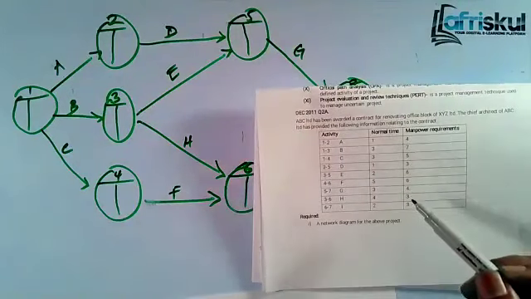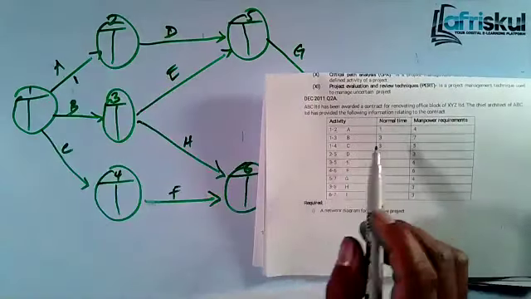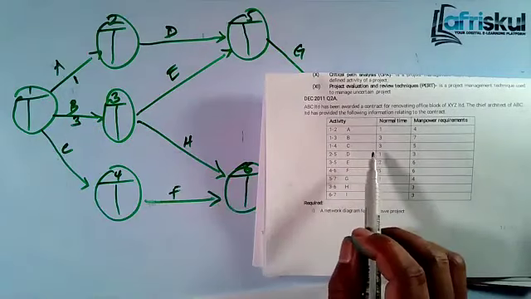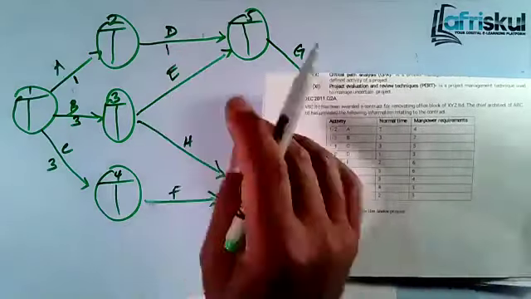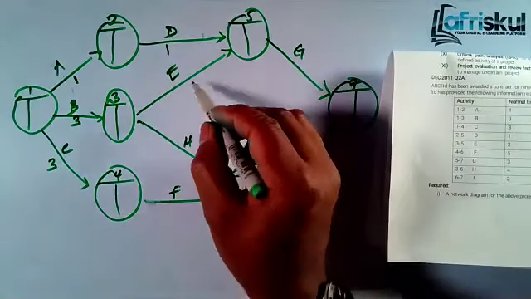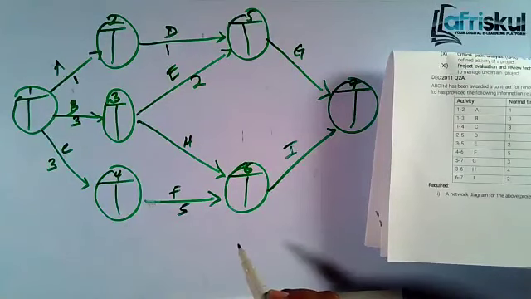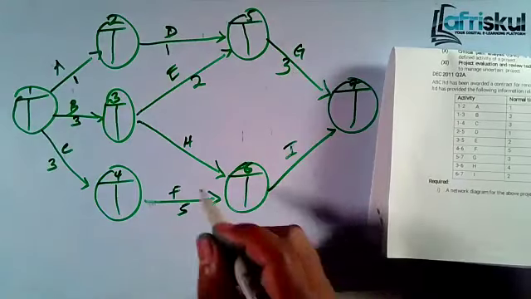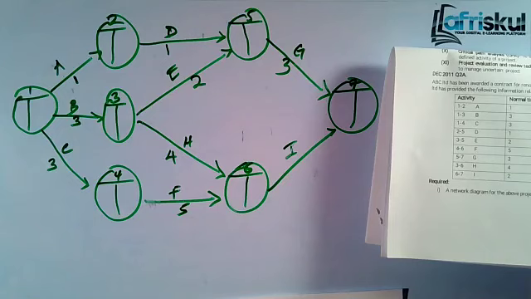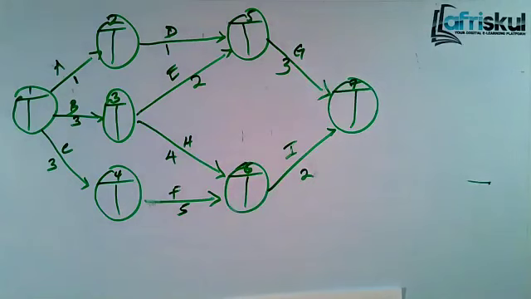You had the normal time. Activity A was 1. Activity B was 3. Activity C, still 3. Activity D, 1. Then activity E was 2. Activity F is 5. Activity G is 3. Activity H is 4. And lastly, activity I is 2. So that's the sketch.